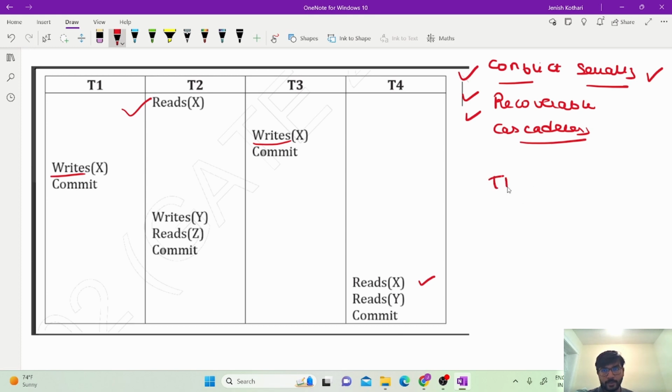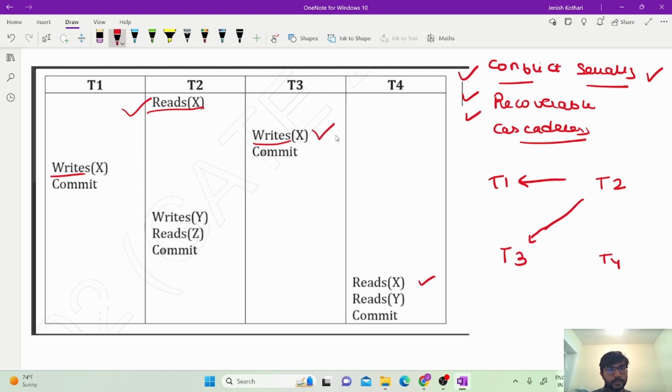So let's make the edges. So T2 has a conflict with T1 and T3 as we saw, right? Both of them are read-write conflicts. So T2 needs to start before T1 and T3, right? So that is completed now.